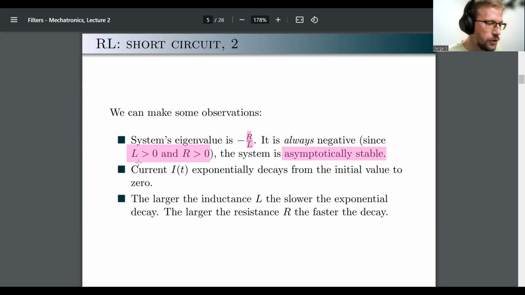All right. Now, this was what we say. So the current exponentially decays from the initial value to 0. Notice it's not going to oscillate.